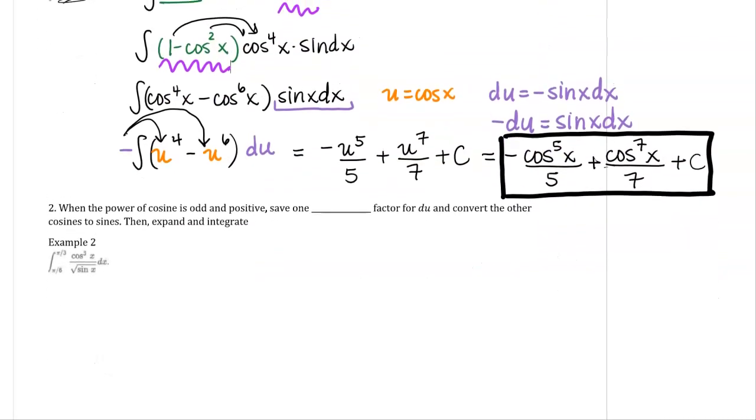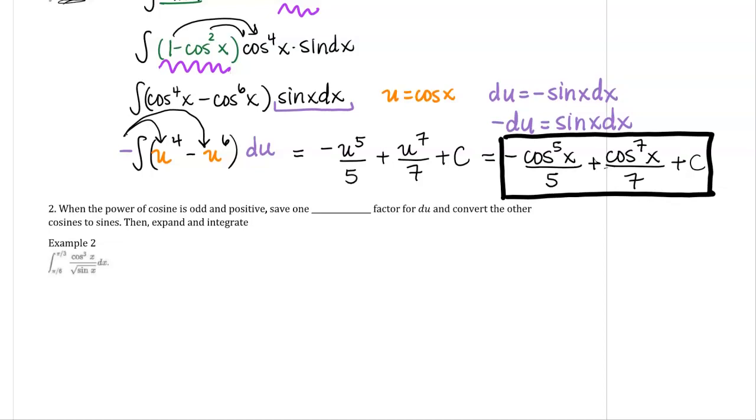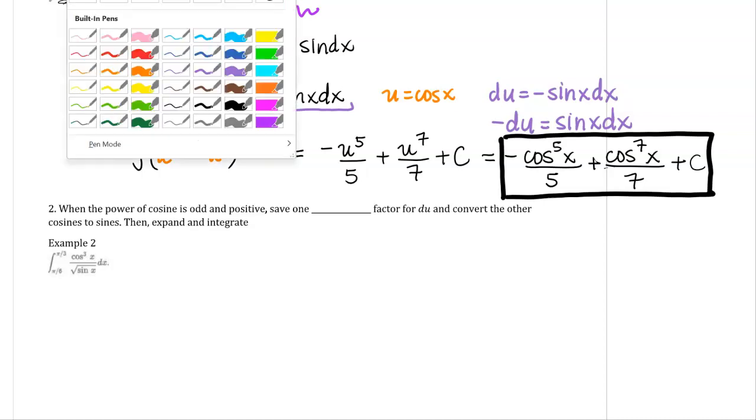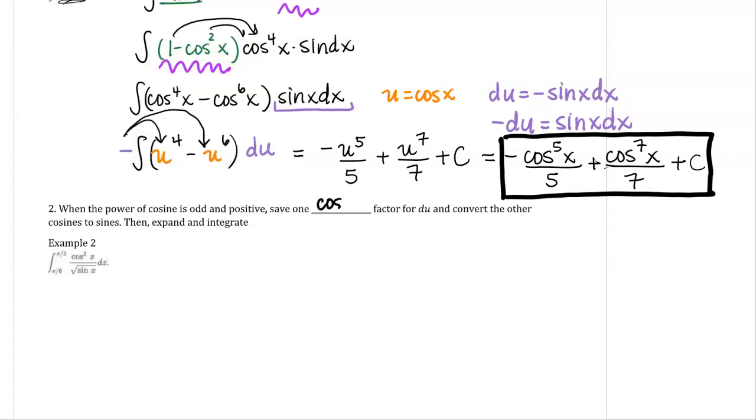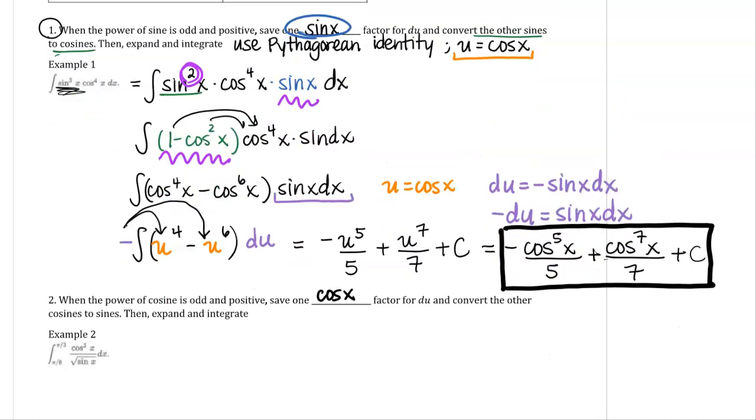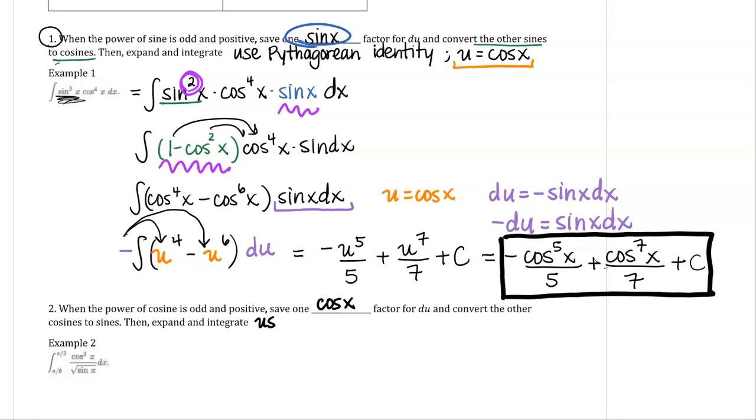Okay, so here in example 2, the power of cosine is odd and positive, and so what we are going to do is save one cosine factor for du, and convert the other cosines to sines. So in this case, well, we might not have to use a Pythagorean identity here, but we are going to be letting u be cosine x. No, sorry, sine x. u is going to be sine x. Okay.